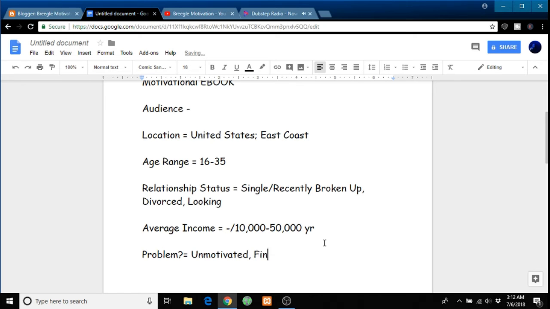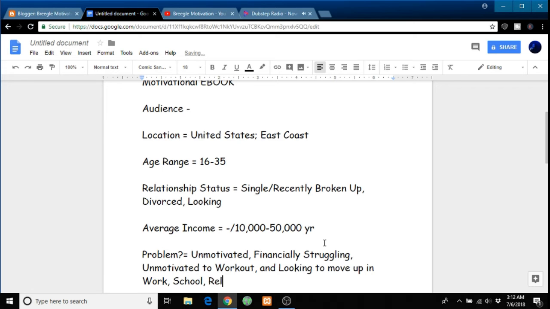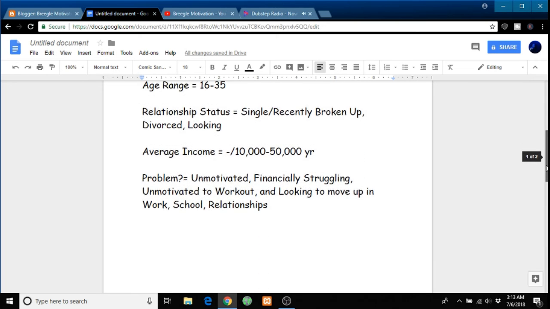Unmotivated, financially struggling, maybe unmotivated to work out, and what else? Looking to move up in work, school, relationships. All right, so that's what they're searching for.